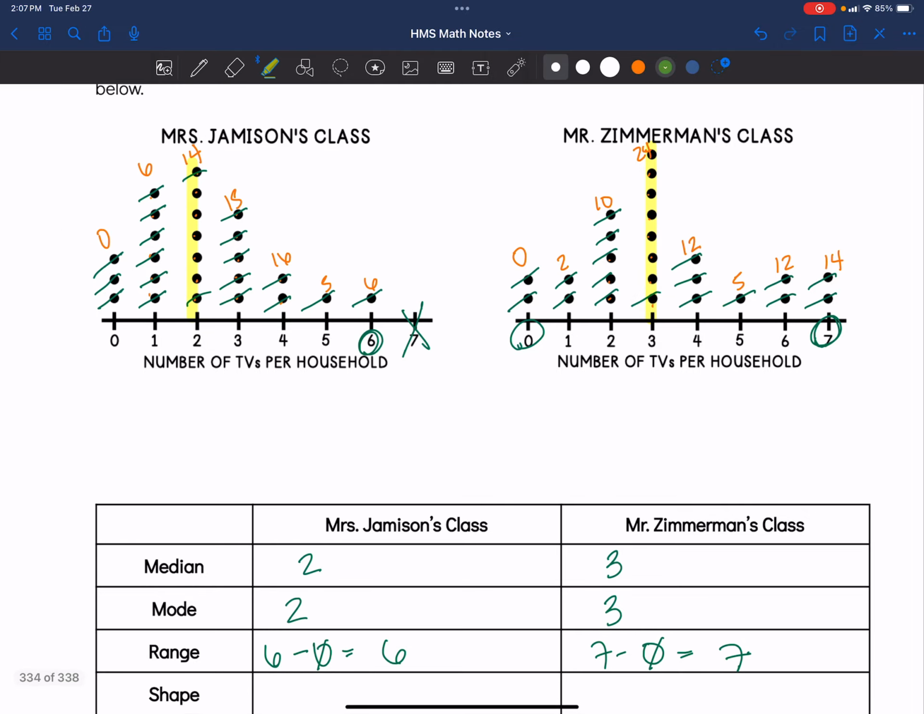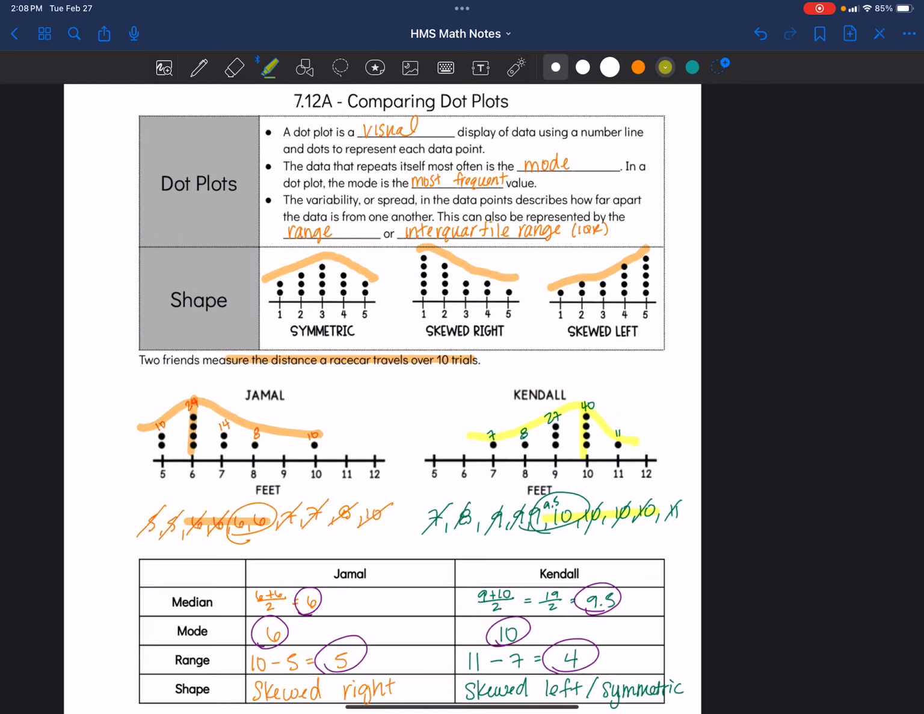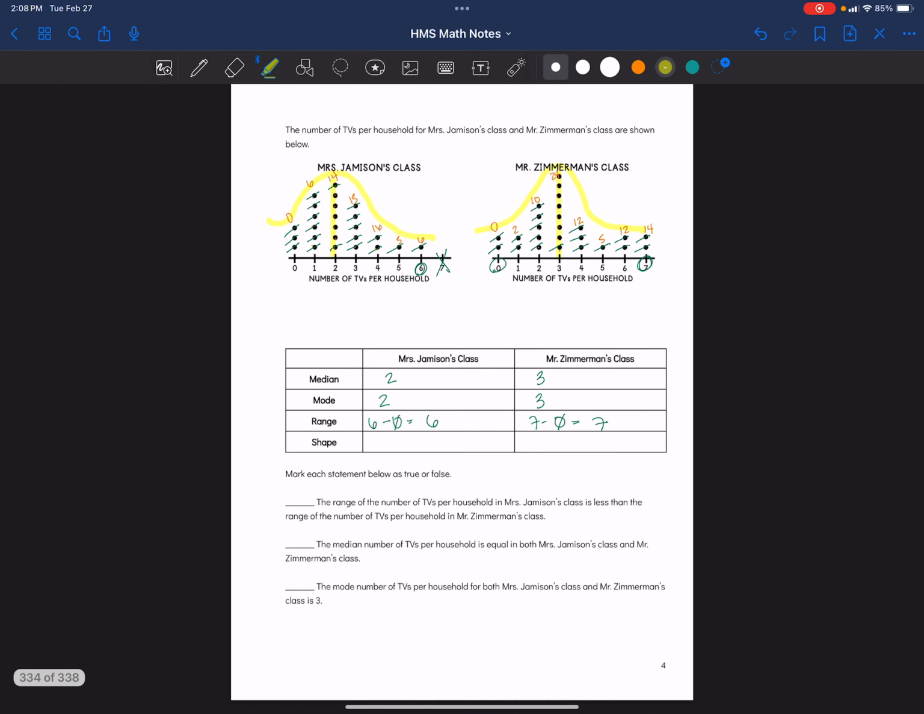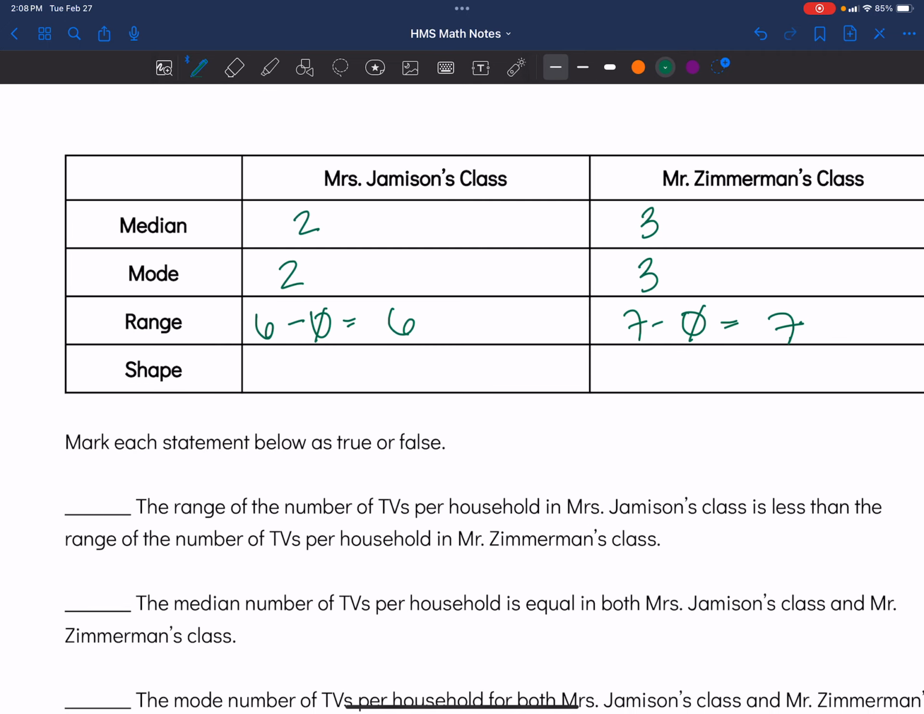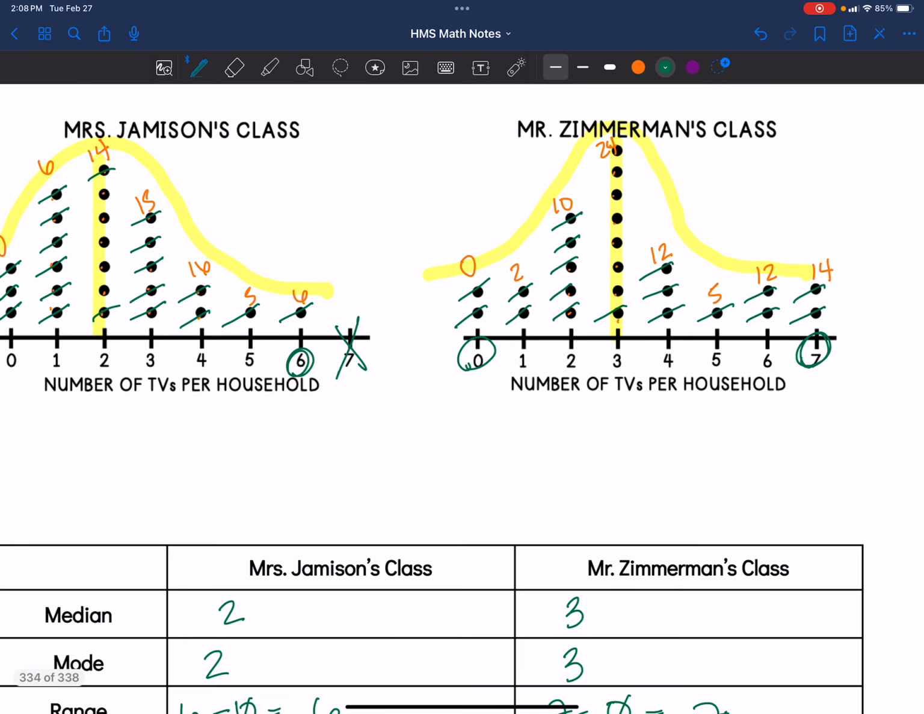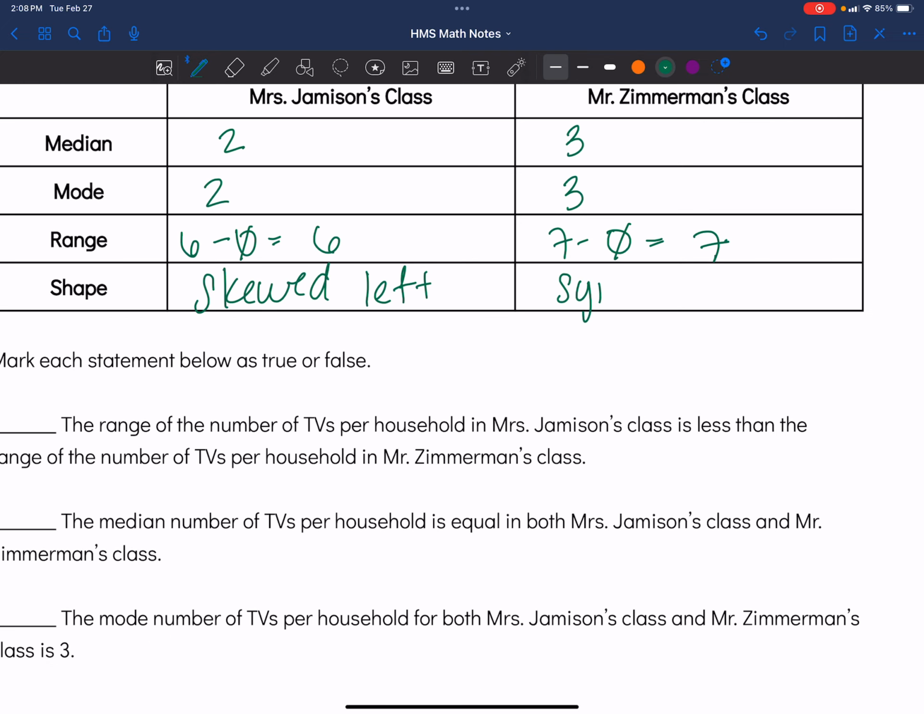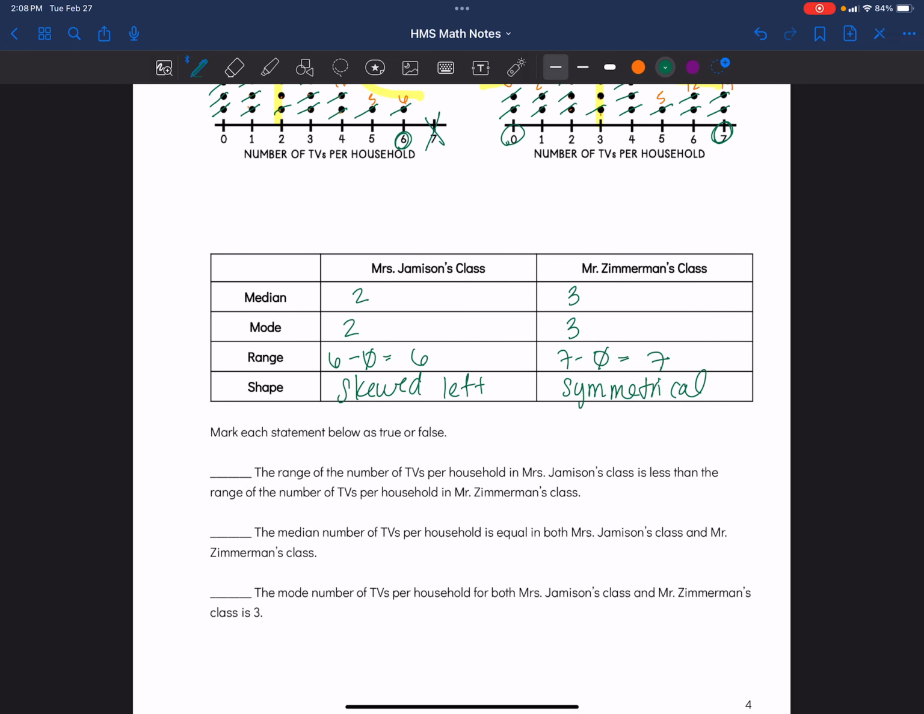All right, shape. I like to outline this. It just kind of helps. Alrighty, Mrs. Jameson's class looks skewed right? Because most of the data is on the left side. So I'm gonna say this is skewed right. But again, with Mr. Zimmerman's class, I would argue that that's symmetrical because 3 is almost in the middle, but it could also argue that it's skewed right. I'm gonna say it's symmetrical. It looks pretty symmetrical to me. Pretty in the middle.